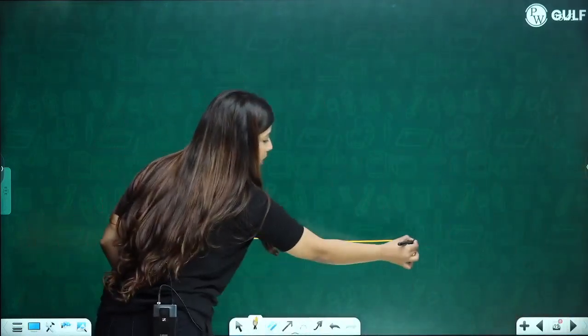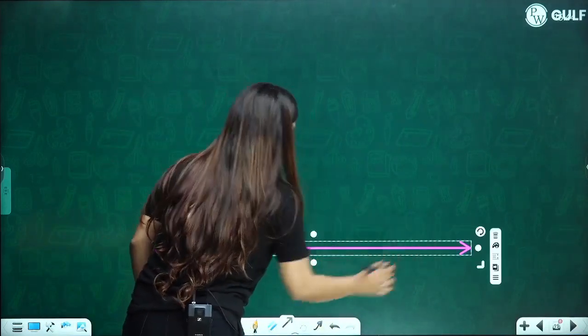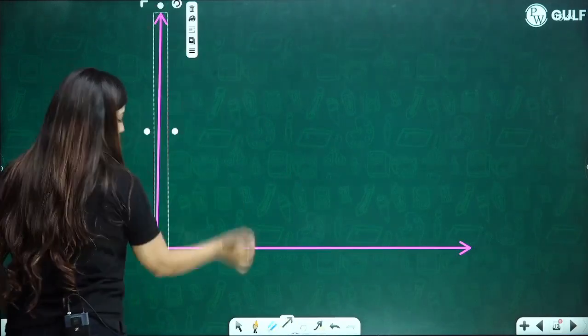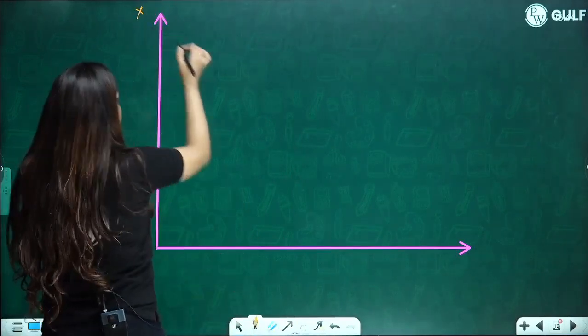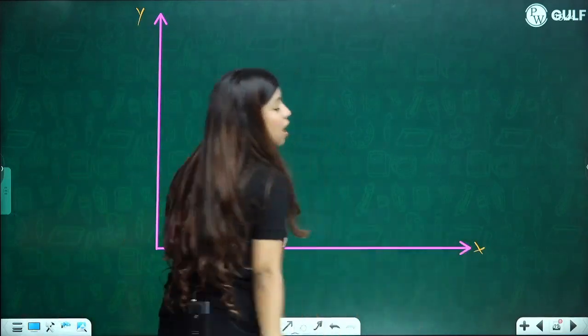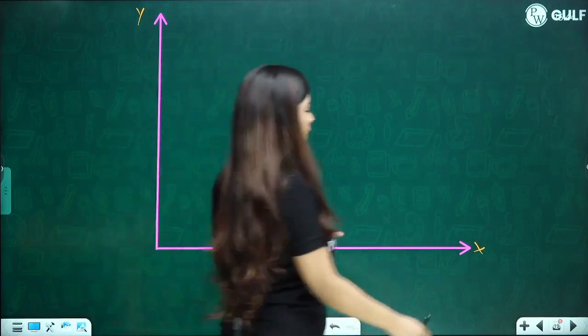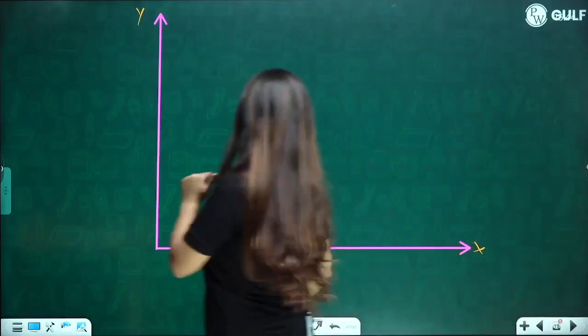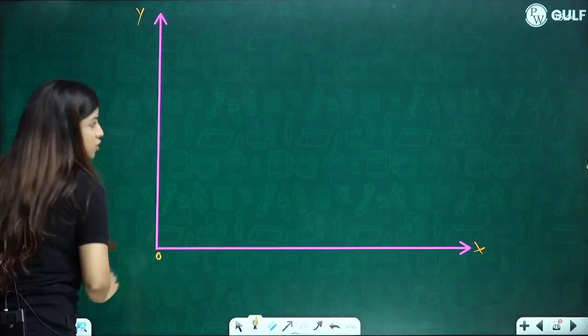So what we have to take, students? We have to take an x-axis, right? This is our x-axis, and next we have to take a y-axis. Now this is our x-axis, this is our y-axis. Now we have parties from A to F, 6 parties. So let's mention this as the origin O.